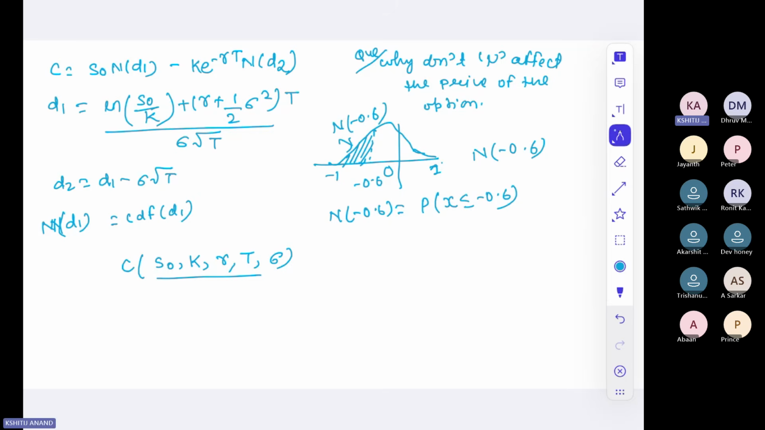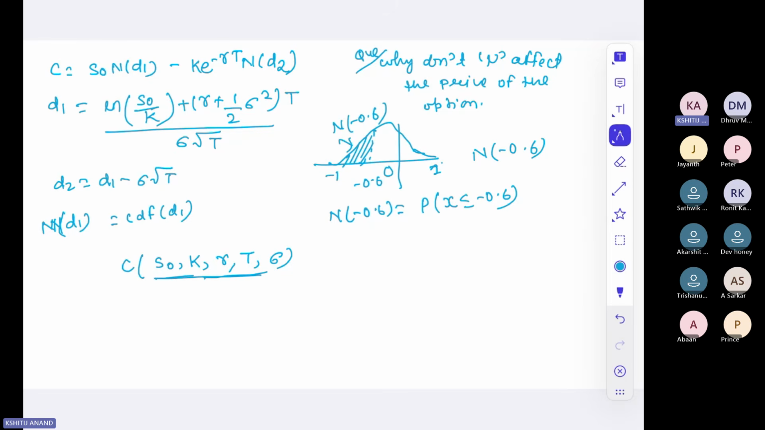No. Okay. So I think everyone is quite clear till now. Okay. So given all these terms, you will be able to find out the formula price of the call option. But the real challenge starts now.